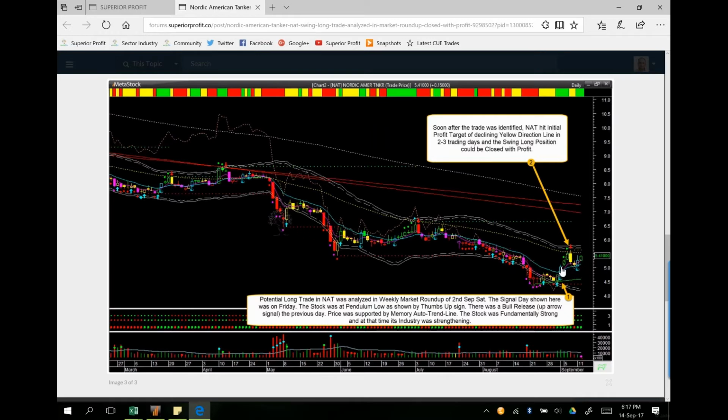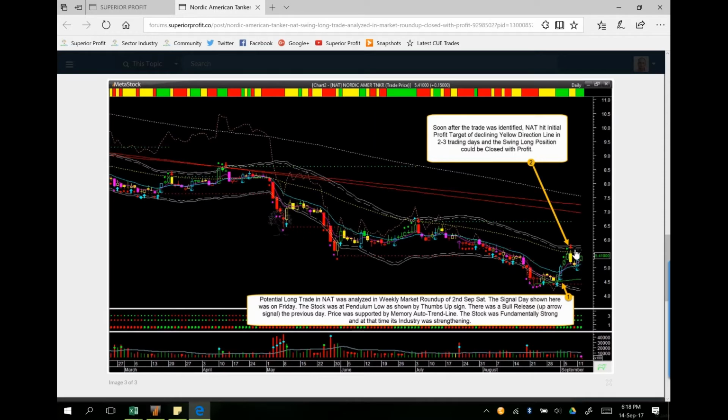If we enter the trade at the close of this day, then our stop loss will be just below the recent low, that is just below this memory support line. And our swing trade profit target will be the next resistance level, which is either the declining yellow direction line or the upper boundary line, that is the pair of gray lines.